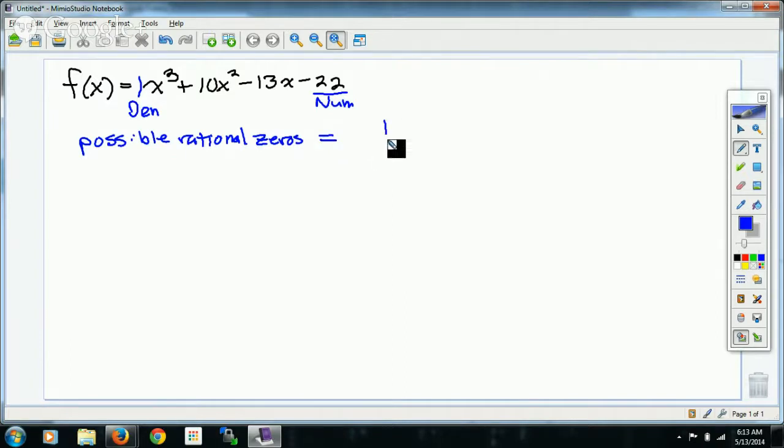Numerators, well, I have a choice of 1. Factors of 22 are 1, or 2, or 11. Now when I put those together, I get the following possibilities. 1 over 1 is 1, 1 over 2 is 1/2, and 1 over 11 is 1 over 11. And any of those could be positive or negative. So I have 6 possibilities.